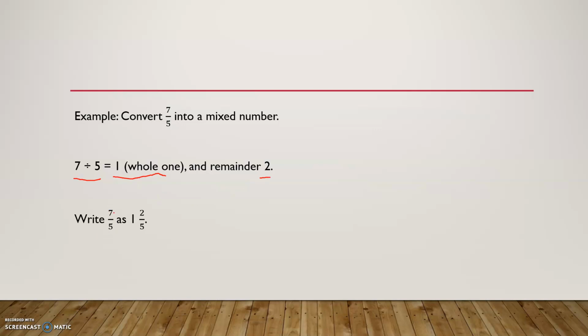So we can write 7/5 as a whole number, which is 1, and then we keep the base number the same as before, which is 5, and whatever the remainder is is going to go on the top. So 7/5 is the same as 1 whole number and then 2/5. So this is our answer for this one.